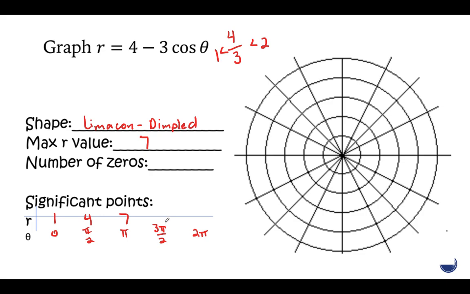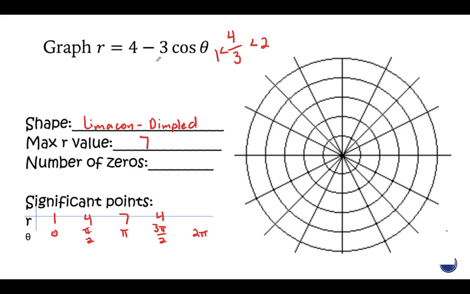3 pi over 2, we know the cosine is 0. So I end up with 4 minus 0, which is 4. 2 pi, I know that cosine's value is 1. So I end up with 4 minus 3.